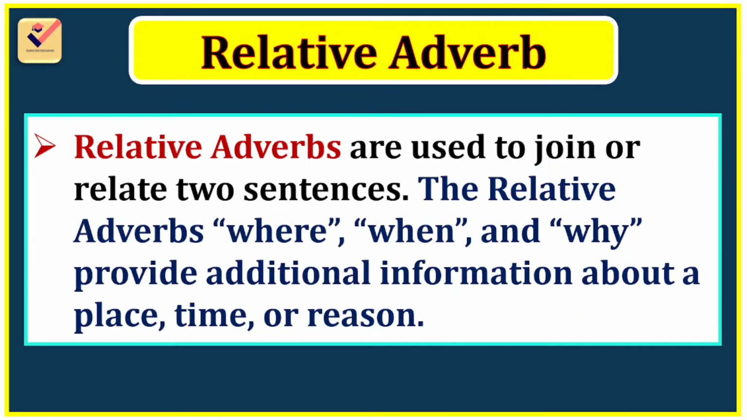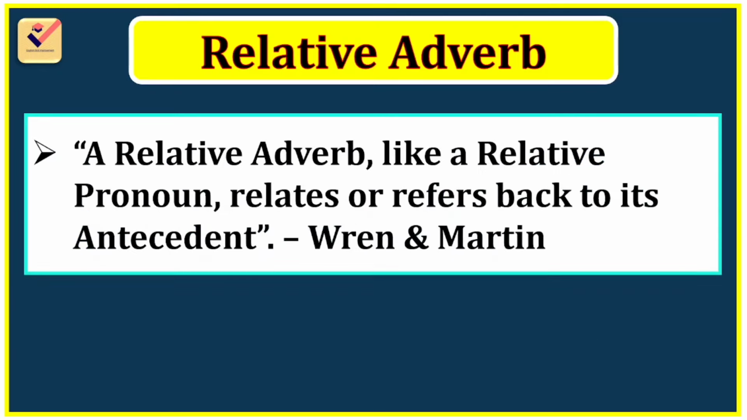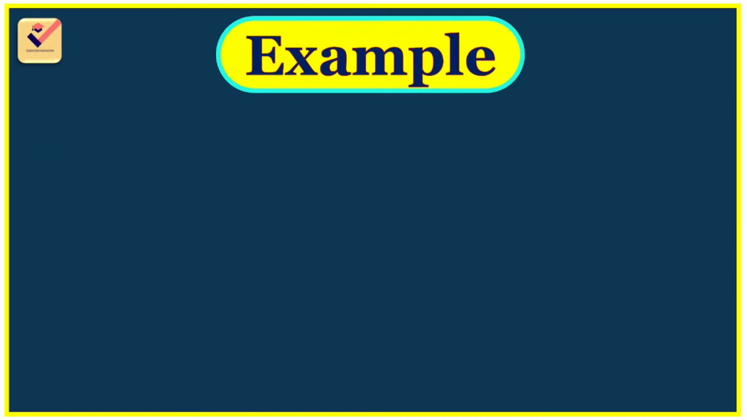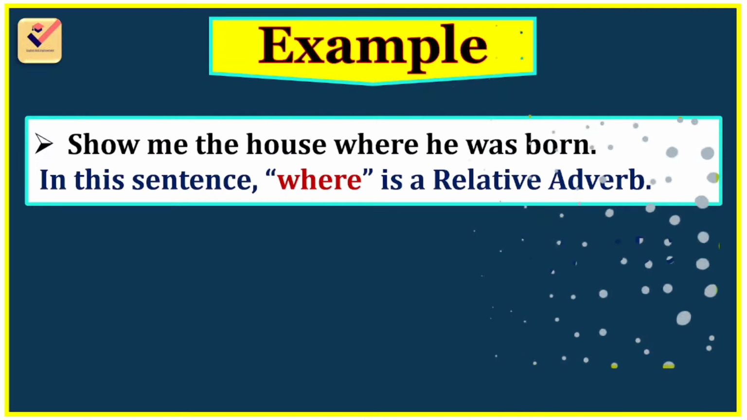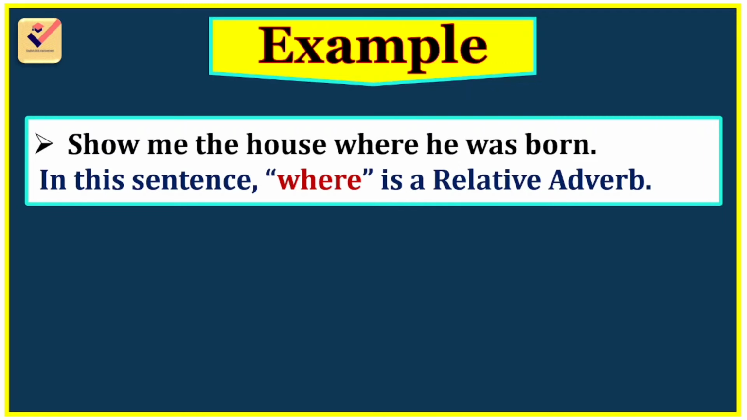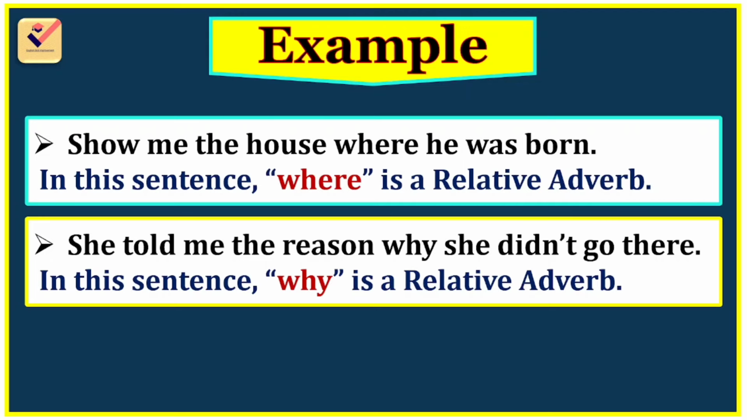Relative adverb. Relative adverbs are used to join or relate two sentences. The relative adverbs where, when, and why provide additional information about a place, time, or reason. According to Ren and Martin, a relative adverb, like a relative pronoun, relates or refers back to its antecedent. Examples of relative adverb: where, when, why, etc. Show me the house where he was born. In this sentence, where is a relative adverb. She told me the reason why she did not go there. In this sentence, why is a relative adverb.